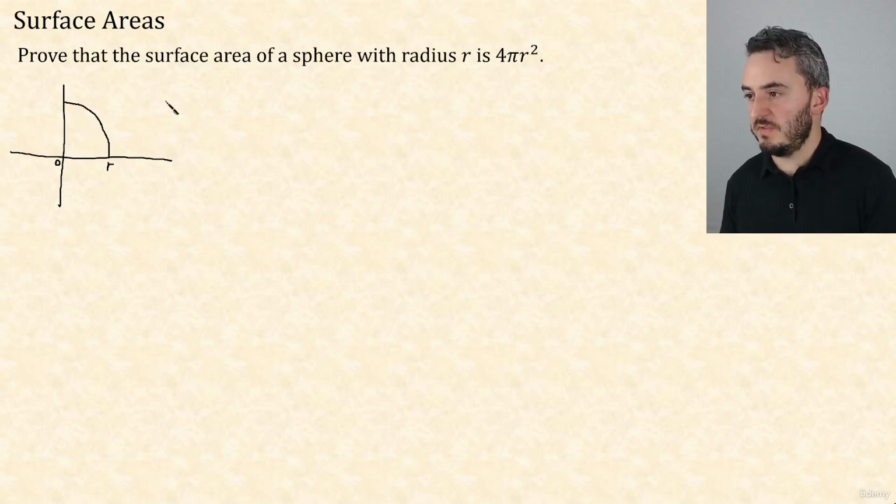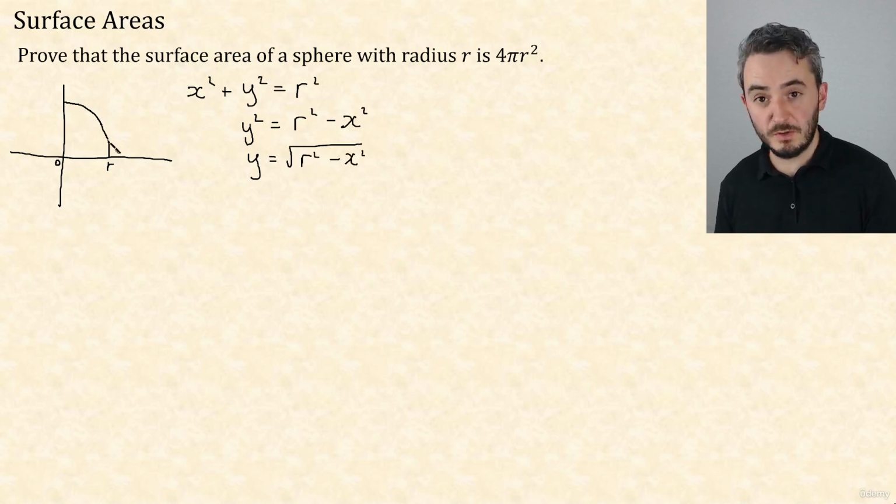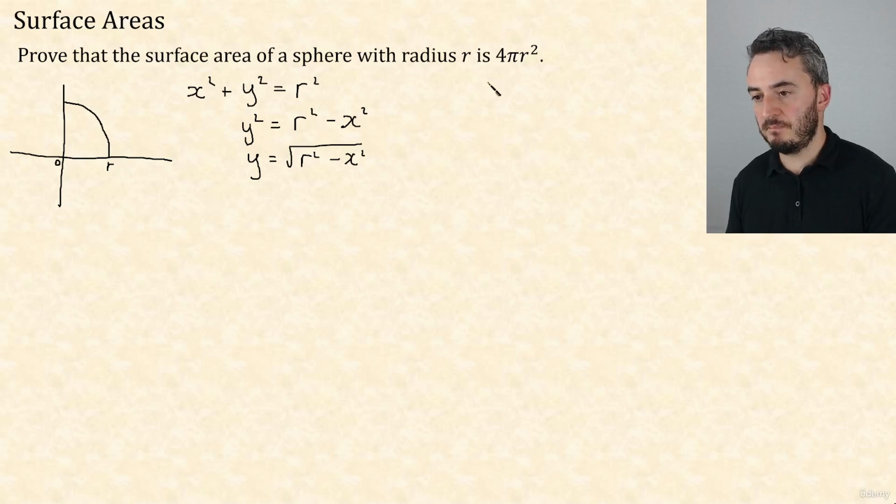So what's the equation of this? Well, a circle with radius r is x squared plus y squared equals r squared, and we can rearrange that to get y squared equals r squared minus x squared, and let's just take the positive version of that, so root r squared minus x squared. So that's just this bit if we just focus on the bit between 0 and r.